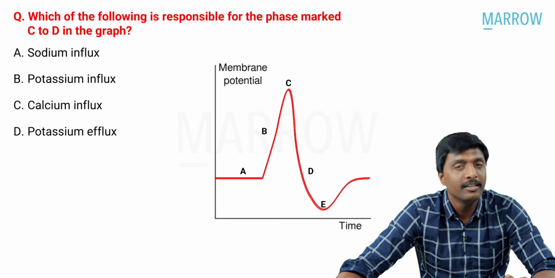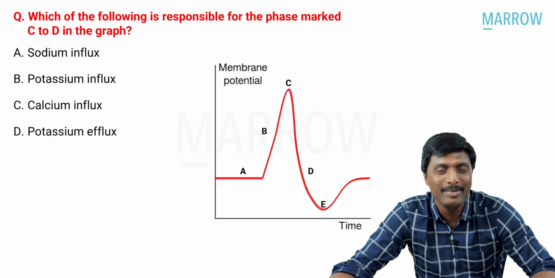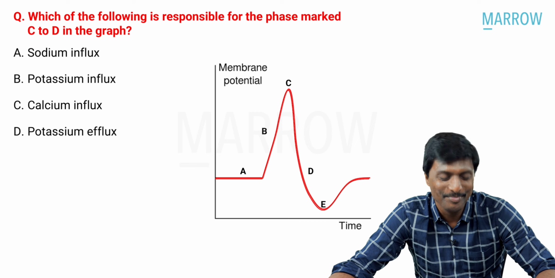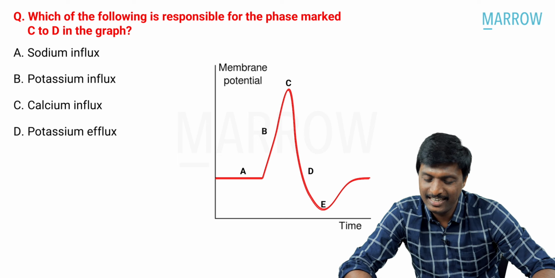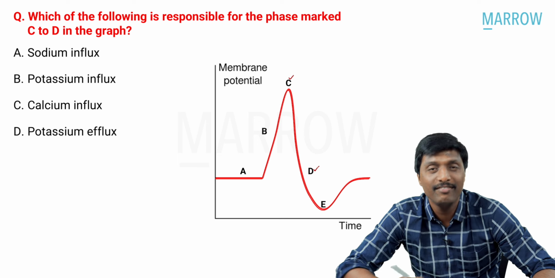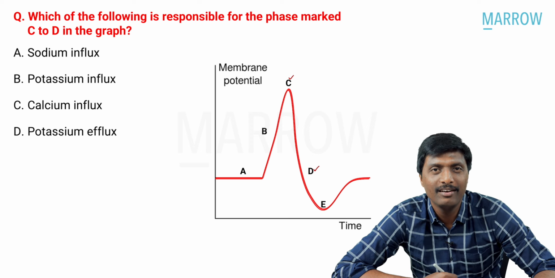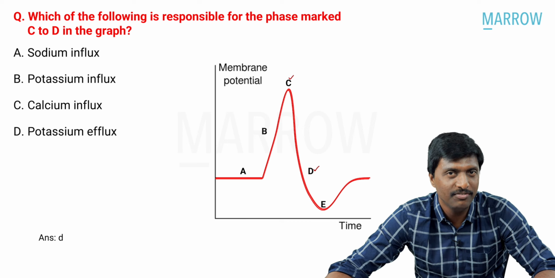Next. Look who is here. Our very well-known, very familiar person. This is about the nerve action potential. Now I told you. Which of the following is responsible for the phase marked C to D in the graph? See, C to D. Very easy scoring area. The C to D is obviously our repolarization. Repolarization means potassium efflux.